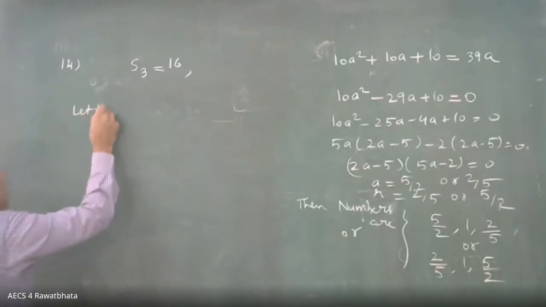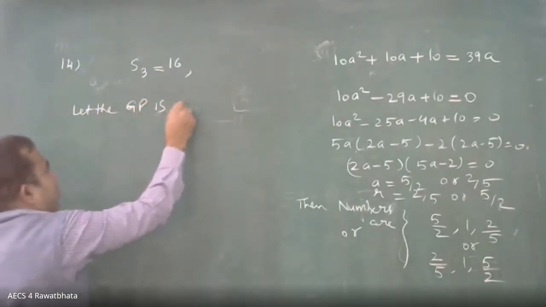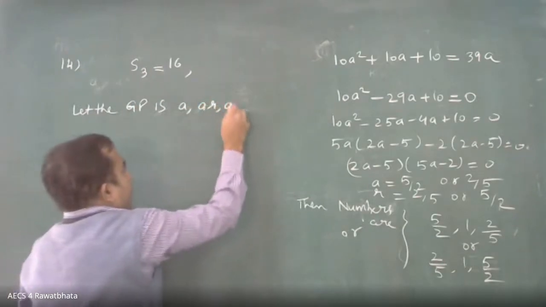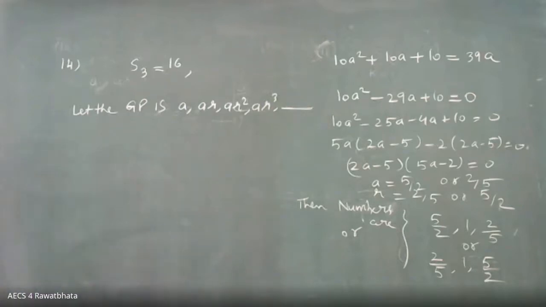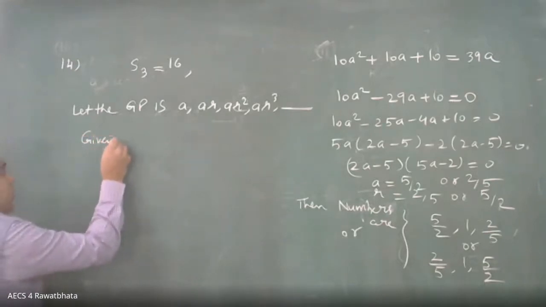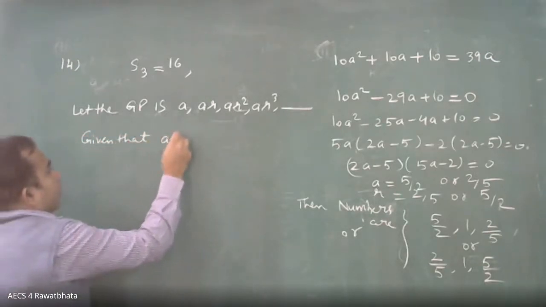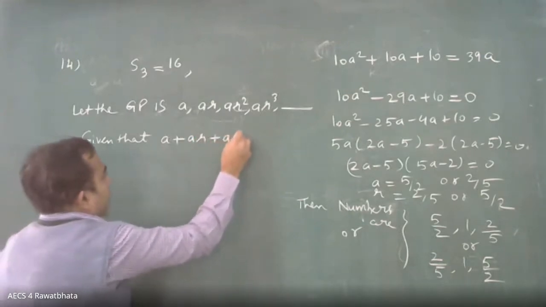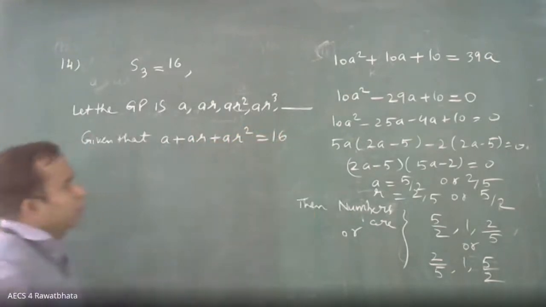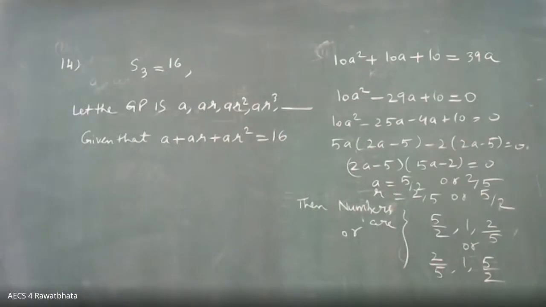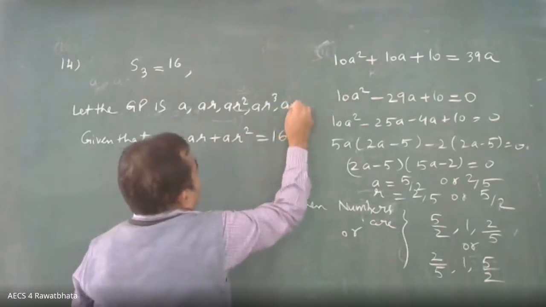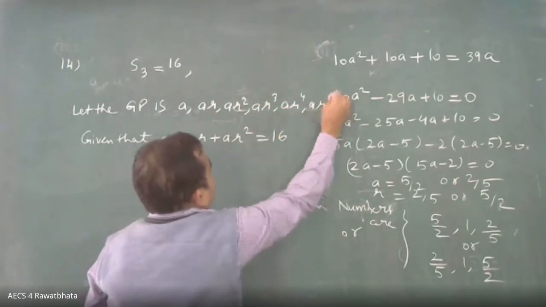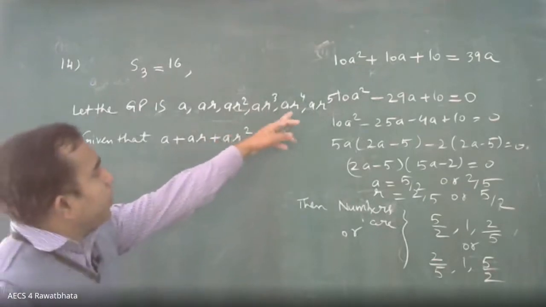Let the GP is, as usual, A, AR, AR square, AR cube, and so on. And as it is given that sum of first three terms is 16, first three terms means A plus AR plus AR square is equal to 16, and also given that the sum of next three terms is 128. So what should be next three terms? Next three terms are these, means term 4, 5th and 6th.